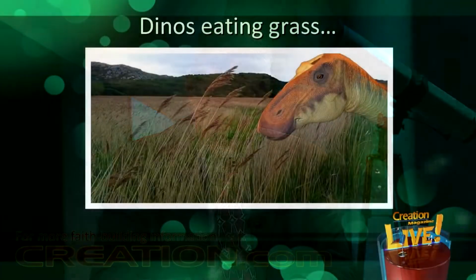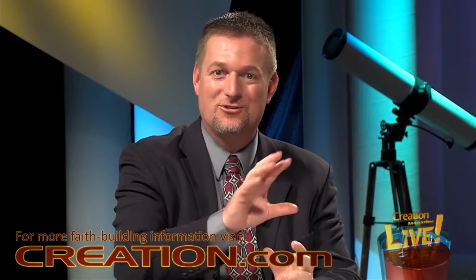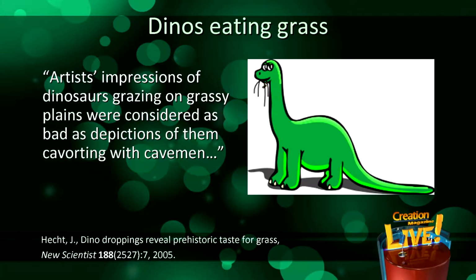Evolution textbooks have long taught that fossil evidence shows that grass plants evolved around 55 million years ago, after the extinction of the dinosaurs, which was about 65 million years ago. Woe betide any illustrator who drew a picture of dinosaurs and had grass in the landscape. No, that's a no-no. As one scientist in New Scientist magazine said: artists' impressions of dinosaurs grazing on grassy plains were considered as bad as depictions of them cavorting with cavemen.